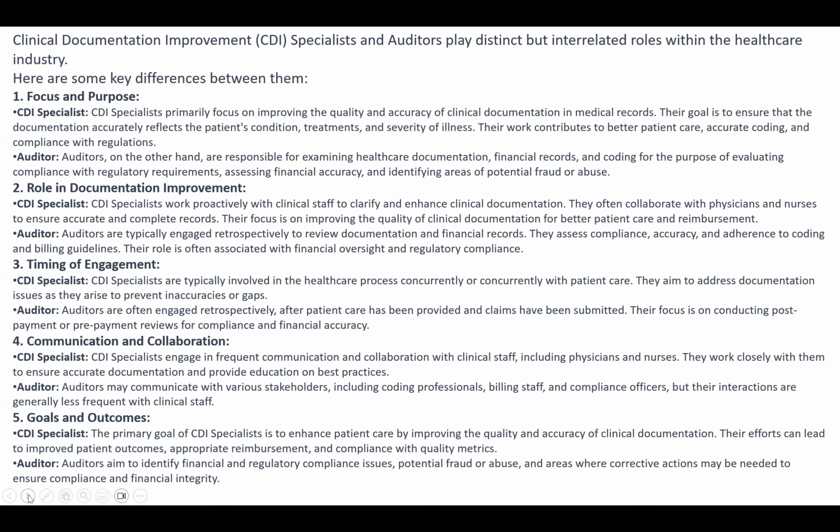The way that the two communicate and collaborate. CDI specialists engage in frequent communication and collaboration with clinical staff. That's one of their main roles, okay? They work closely with the team to ensure accurate documentation and provide education on best practices. Auditors may communicate with various stakeholders, including coding professionals, billing staff, providers, etc. But their interactions are generally less frequent, and they're more on a reporting basis.